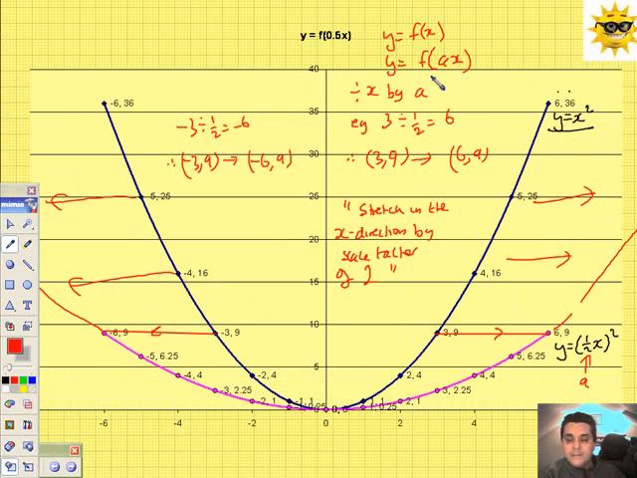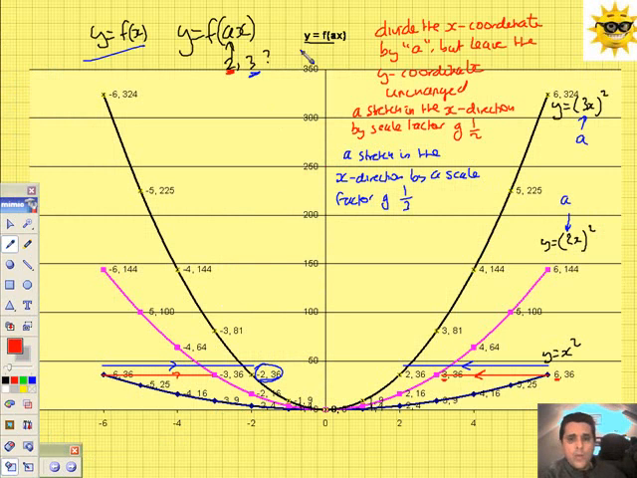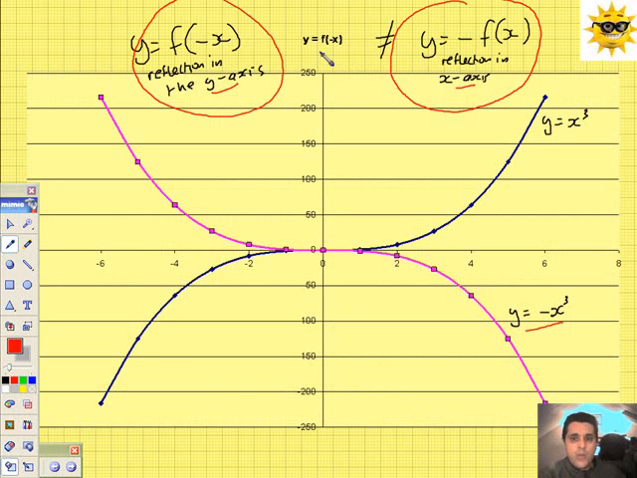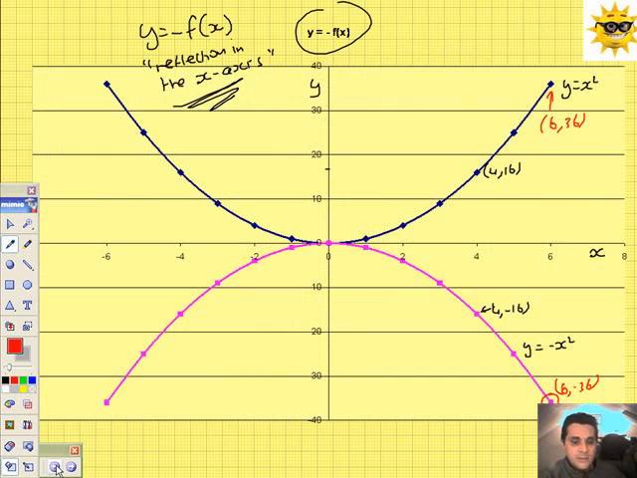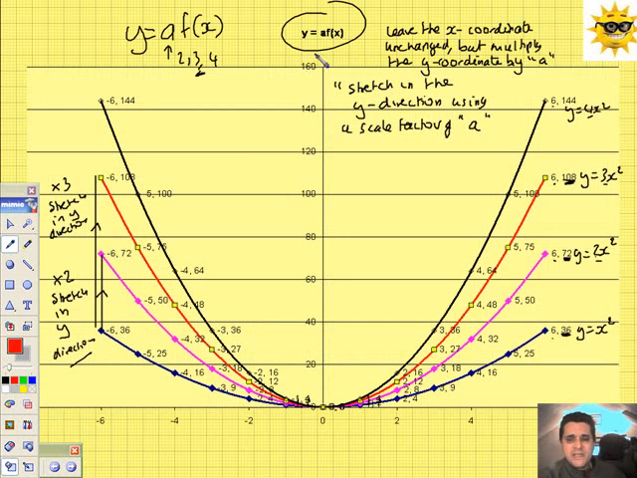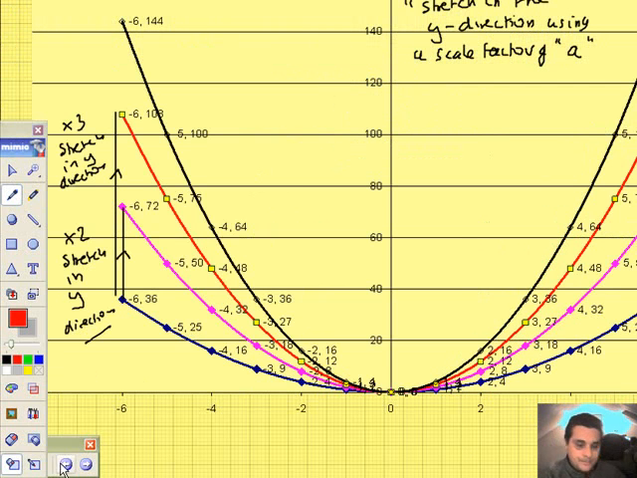y equals f bracket ax. That's also y equals f bracket ax. This one is y equals f of minus x, a reflection in the y-axis. This is y equals minus f of x, a reflection in the x-axis. This is y equals af of x, stretch it in the y direction by multiplying the y coordinate by the a value, so these are vertical stretches.